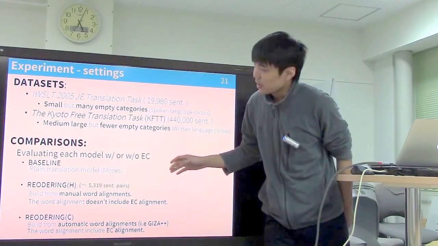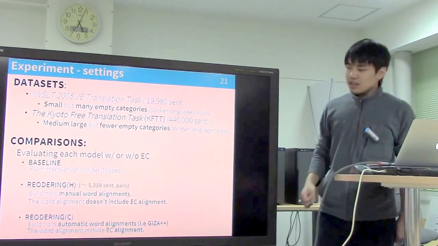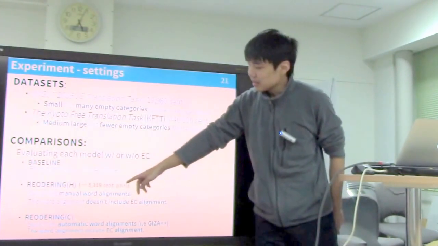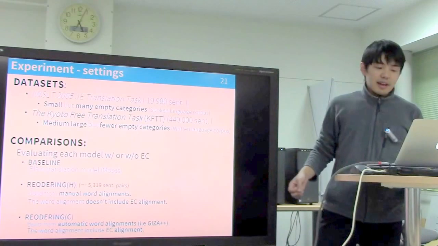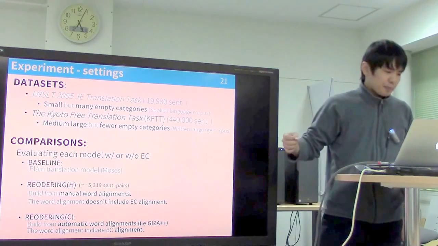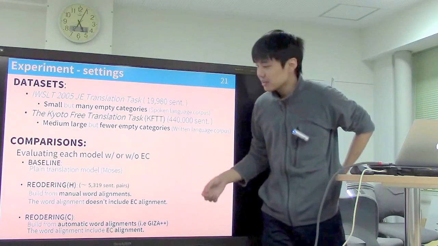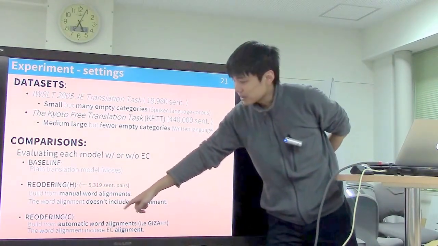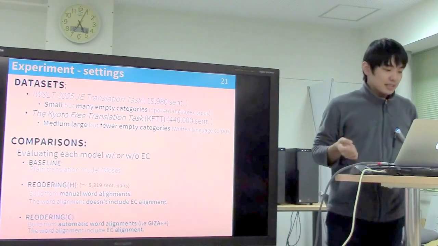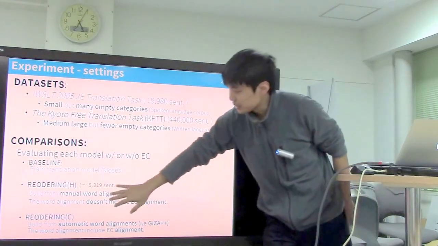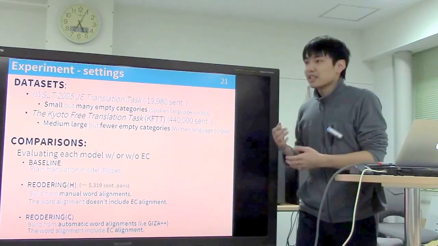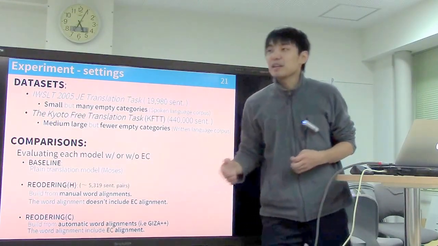There are three methods to compare with our proposals. One is a baseline translation model, for which we use Moses. The second is reordering H, which means we build a preordering model from the manual word alignment. And the third is reordering, which builds the preordering model from automatic word alignment, such as GIZA++. The difference between these reordering methods is whether they include the alignment information about the empty categories. So the manual one doesn't include such information.